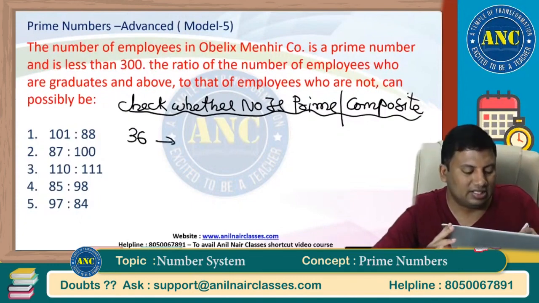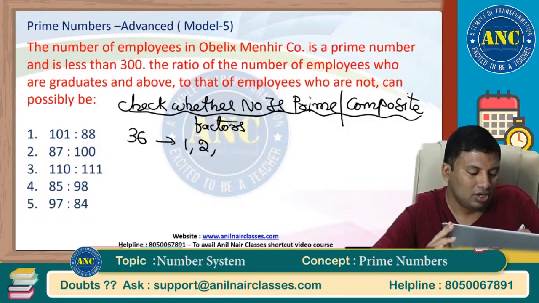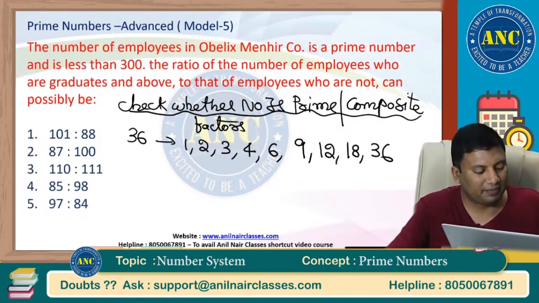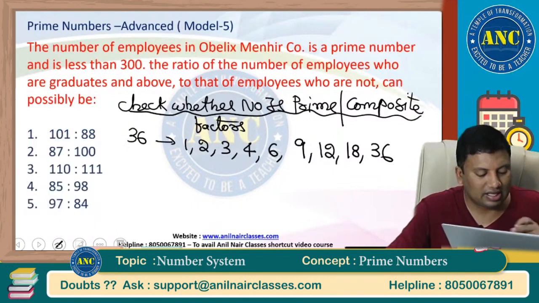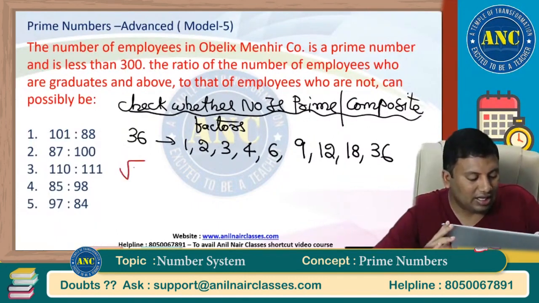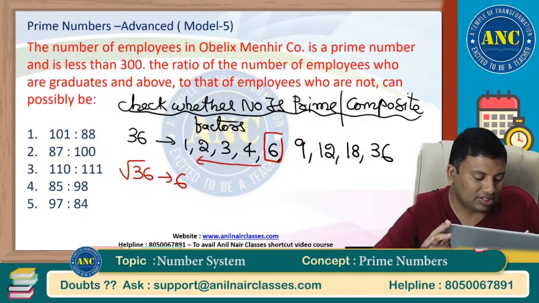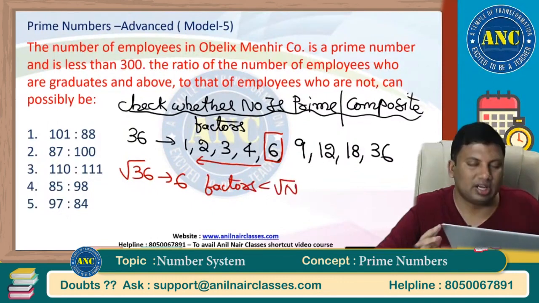Take 36. What are all the factors of 36? 1 is a factor, 2 is a factor, 3 is a factor, 4 is a factor, 6 is a factor, 9 is a factor, 12 is a factor, 18 is a factor, and 36 is a factor. Now, the root of 36 is nothing but 6. So, put this in the box. Can I say these are all the factors less than or equal to root 36?